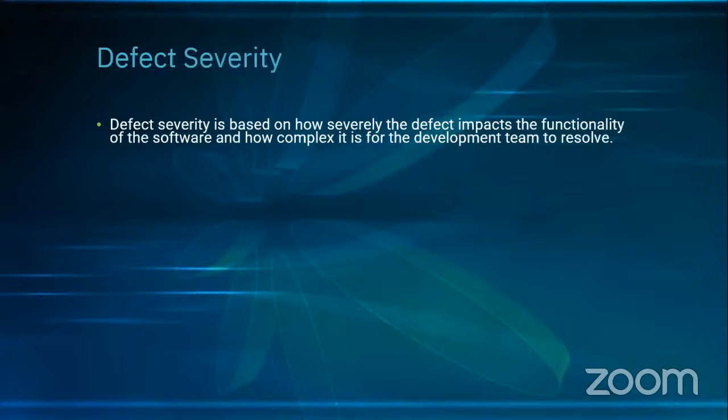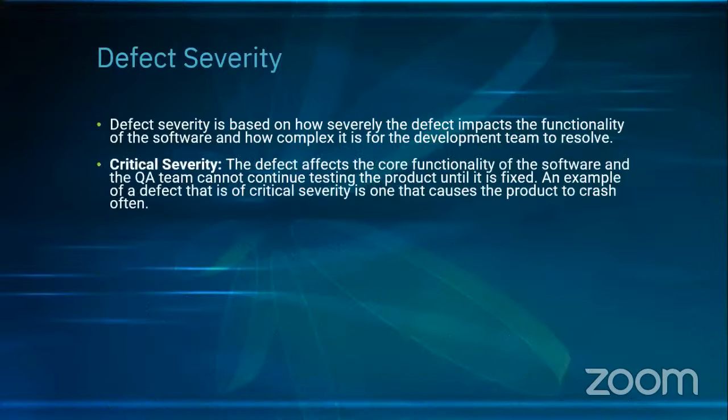The severity is based on how severely the defect impacts the functionality of the software and how complex it is for the development team to resolve. Severity is always used all the time. So let's start with the critical one. The critical one means it is a core one. We cannot do it. This really affects the application.